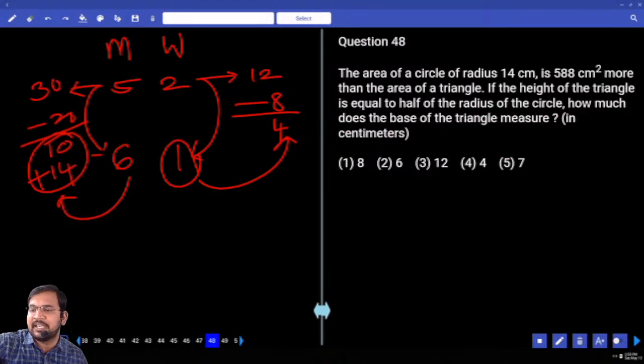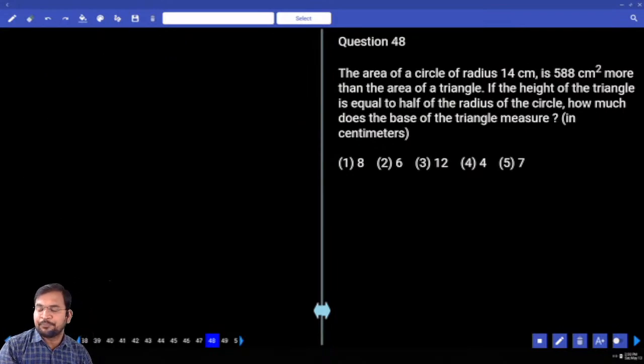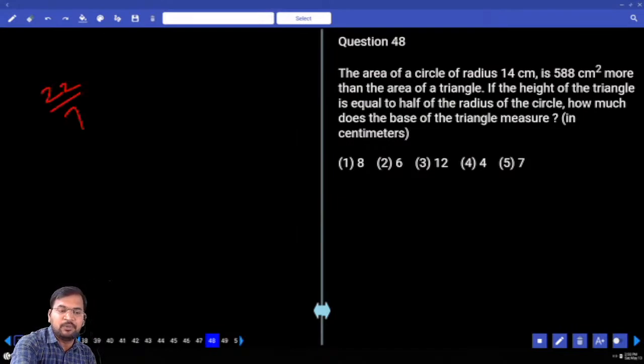The radius of the circle is 14. The area of a circle of radius 14 is 588 square centimeters more than the area of the triangle. If the height of the triangle is equal to half of the radius of the circle, how much does the base of the triangle measure? See here, the radius of the circle is 14, so the area of the circle is 22/7 into 14 into 14.